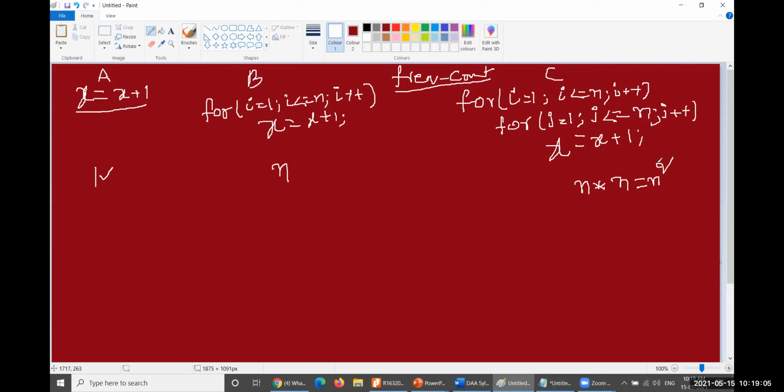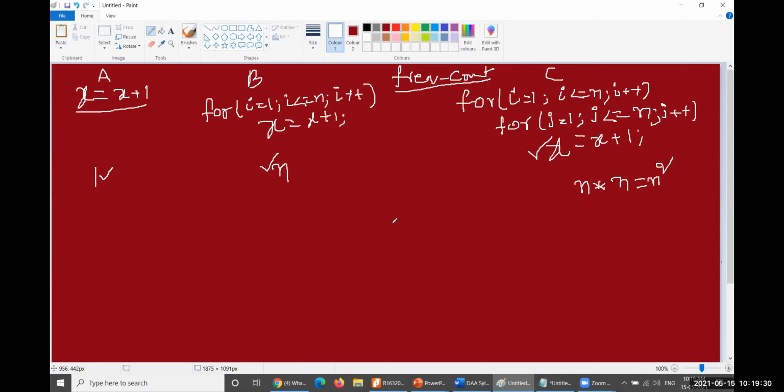That is n square times. If the input n is 5, then 5 into 5, that is 25 times, it is going to execute. Here, 5 means just 5 times it gets executed. Here there is no control structure, so it is executed just one time. That is the difference you have to consider in the frequency count method.